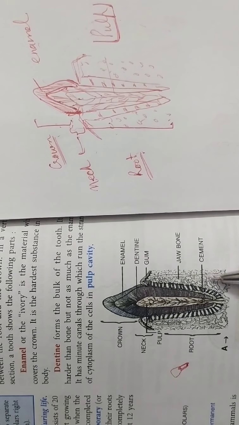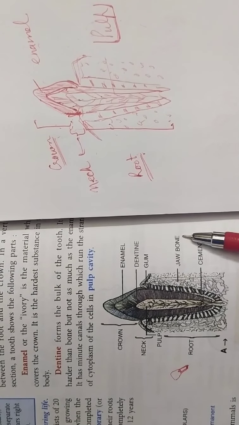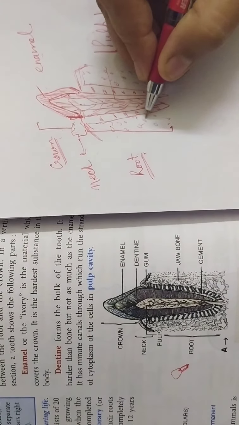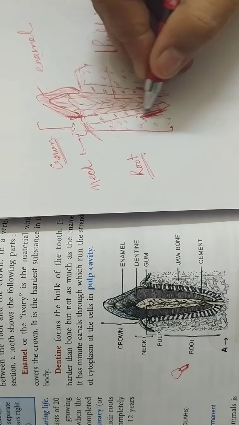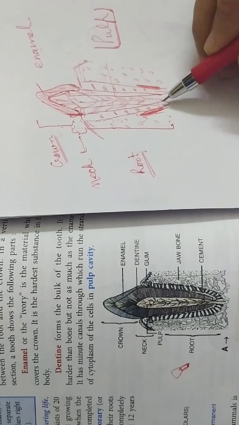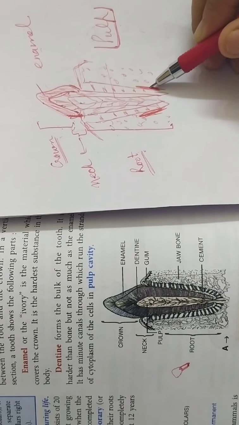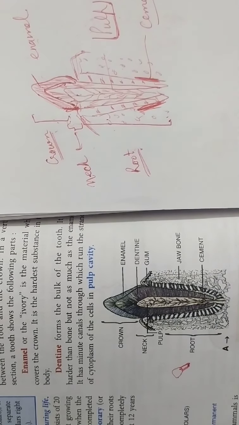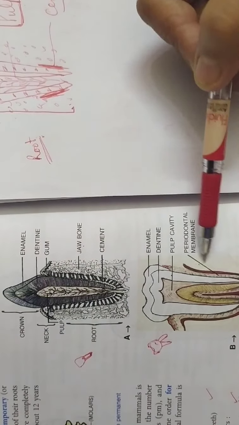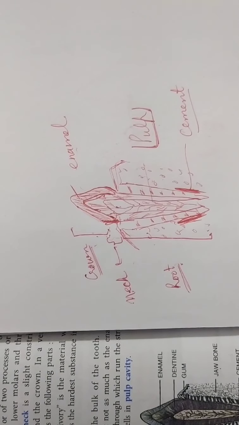This is not so difficult, you just need to remember the names. You can show the jaw bone, and a bone-like structure which holds the root tightly with the jaw. The root is connected to the jaw with this bone-like structure, and it is known as cement. So whichever diagram you find easier, you can draw any one if it is asked in the exams.